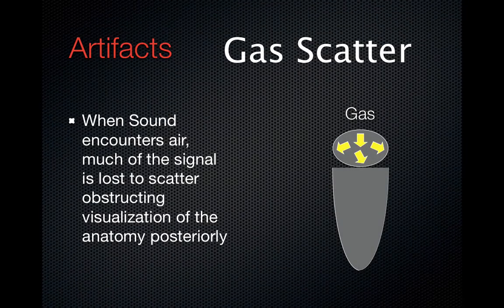Air will create an artifact. We call it dirty shadowing or scattering. When sound encounters air, much of the signal is lost to scatter. Air is a very poor conductor of sound and will usually reflect all of the sound and scatter it, so there is no signal coming back from whatever's behind the air.